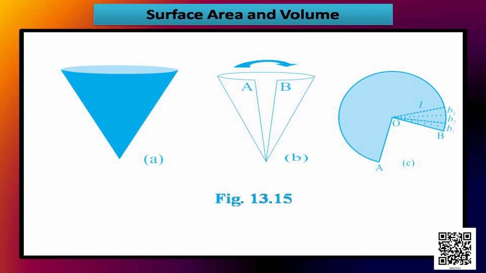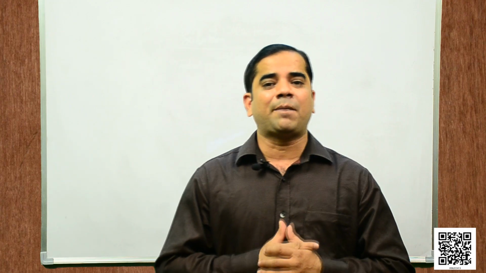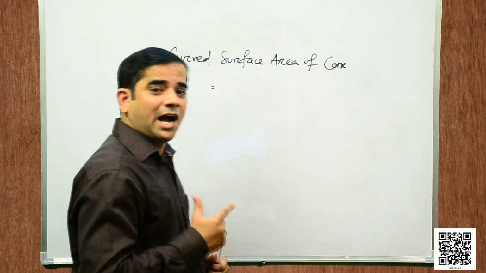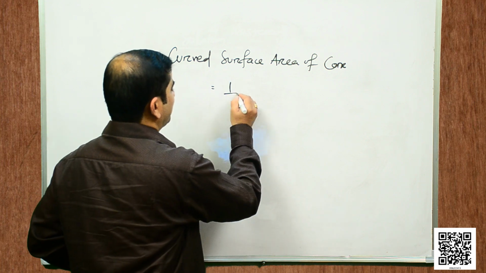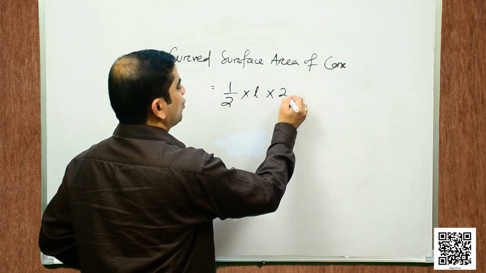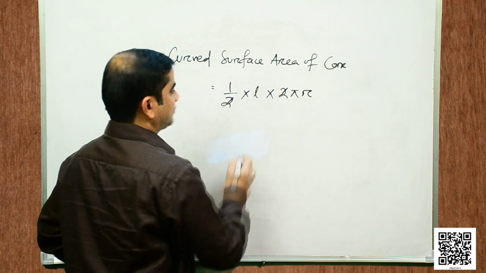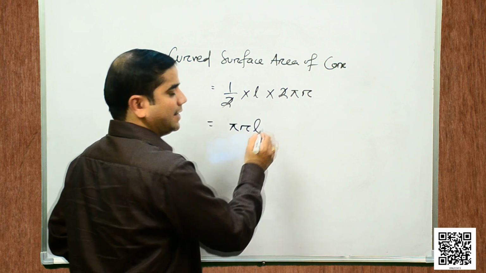Okay. So, what is the length of the entire curved boundary? Students, the curved portion of the figure makes up the perimeter of the base of the cone, and the circumference of the base of the cone is 2 pi r, where r is the base radius of the cone. So, the curved surface area of a cone is equal to half into l into 2 pi r, that is pi r l.